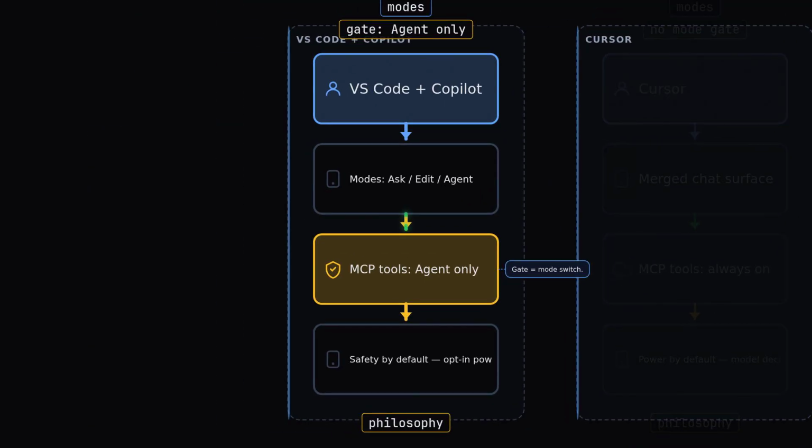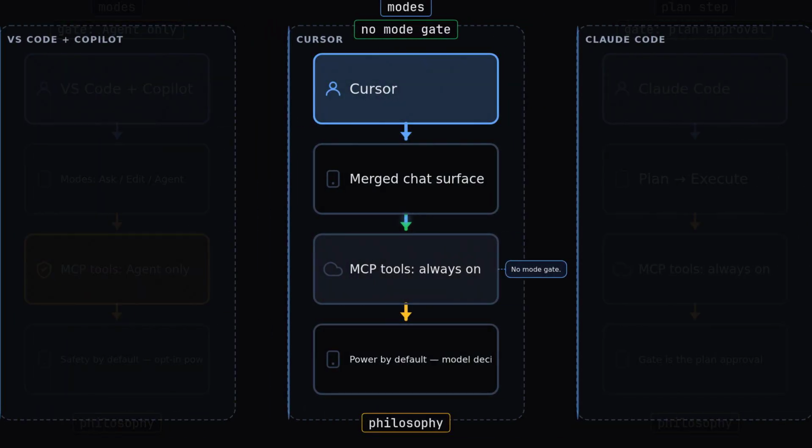VS Code's bet: tools should be opt-in. You explicitly switch into agent mode when you want power. Maximum safety by default. Cursor's bet is opposite. Tools always available. The model decides when to use them. Maximum power by default, less friction, more trust required.